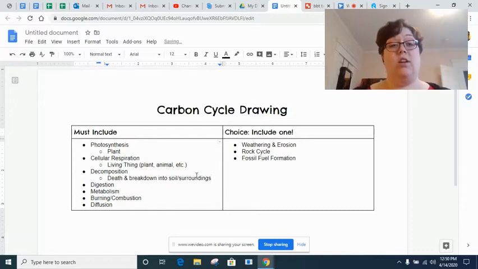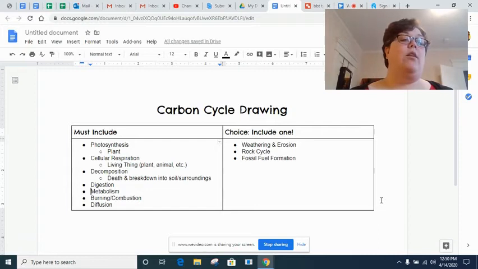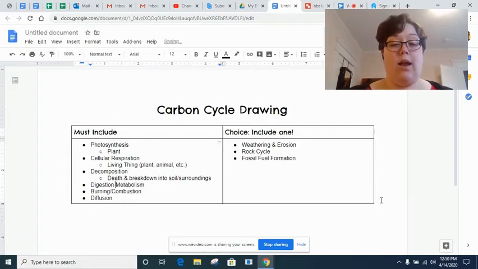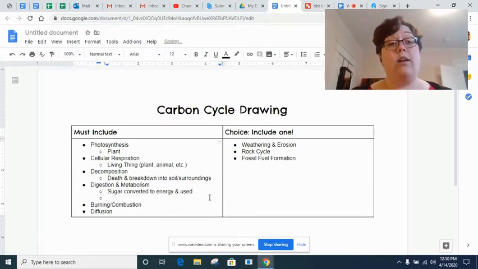For decomposition, you've got to show death and the breakdown into its soil or surroundings. I think I like it better if we combine digestion and metabolism. So you've got to show sugar being converted to energy and used, and you've got to show the waste products of that.